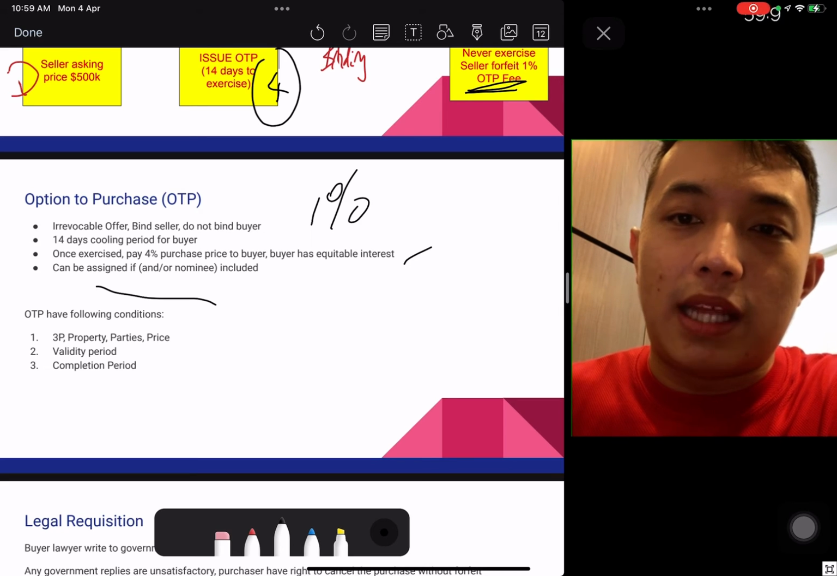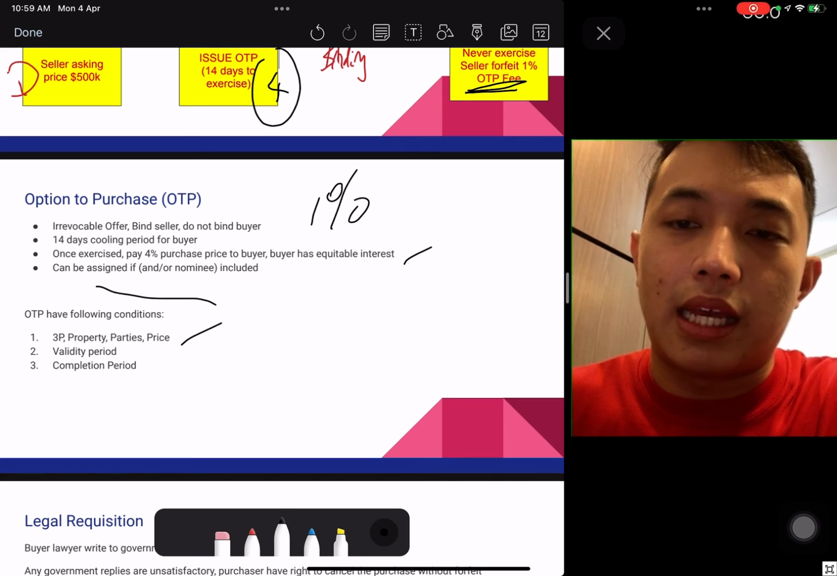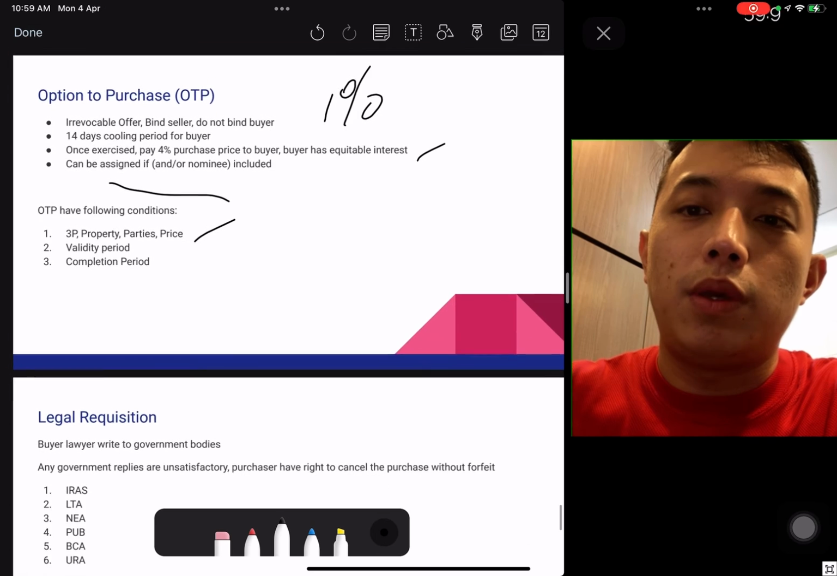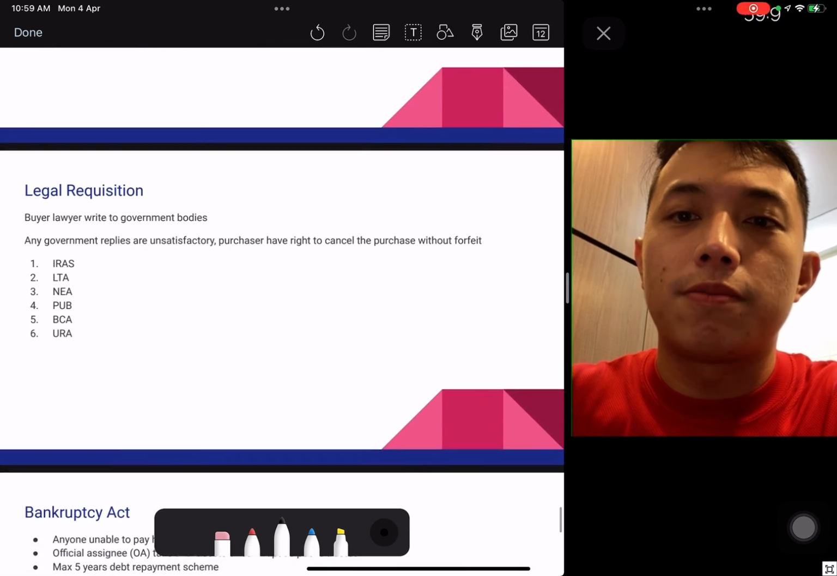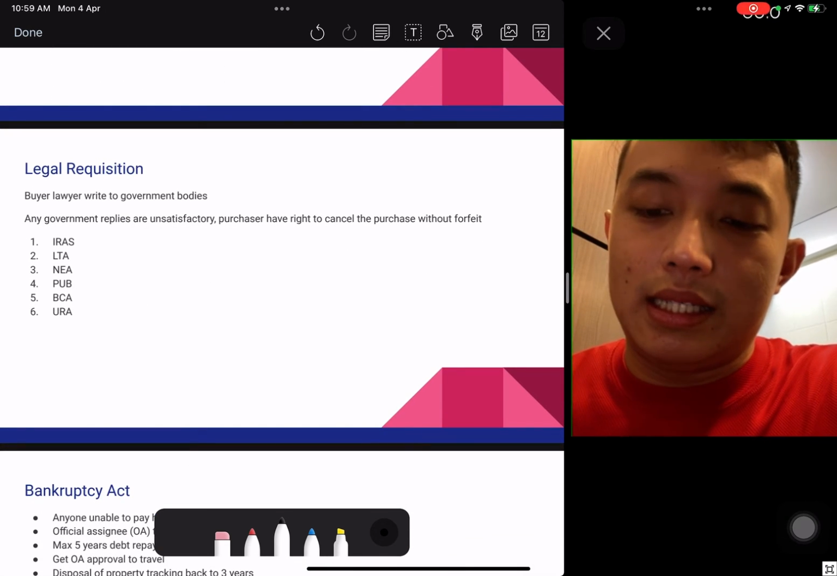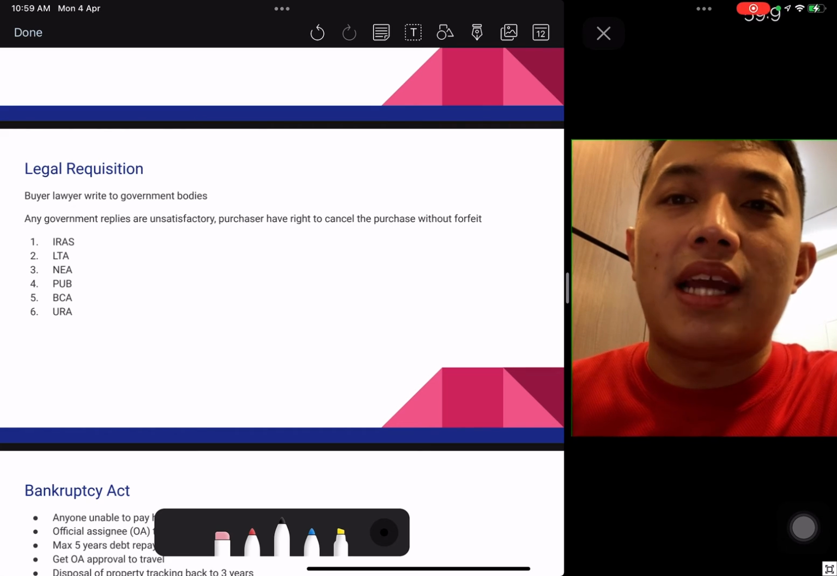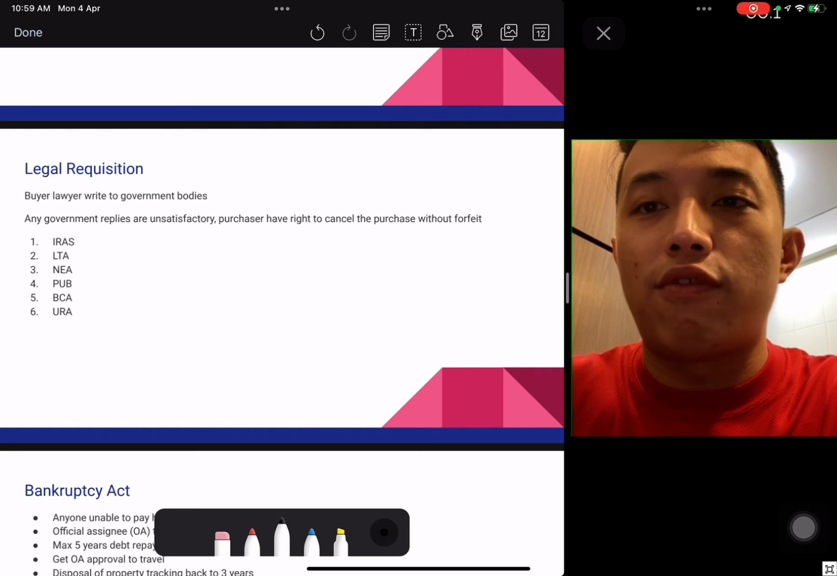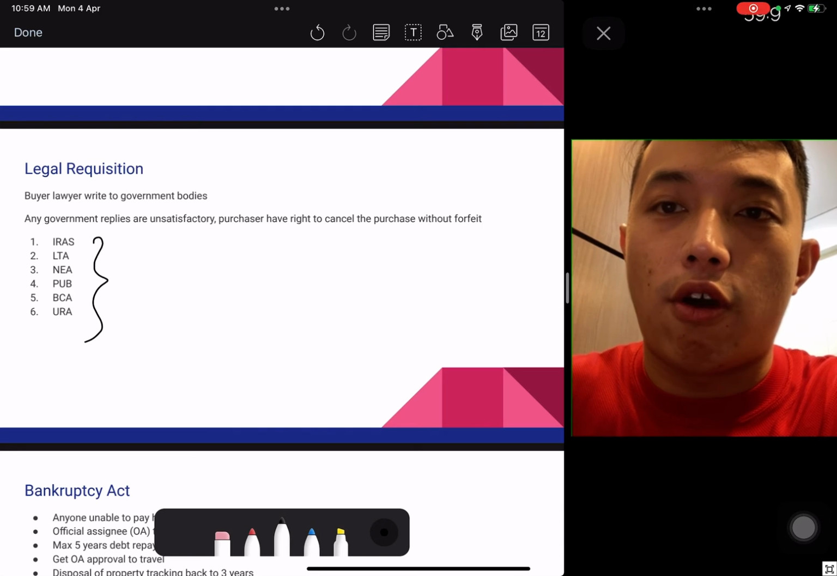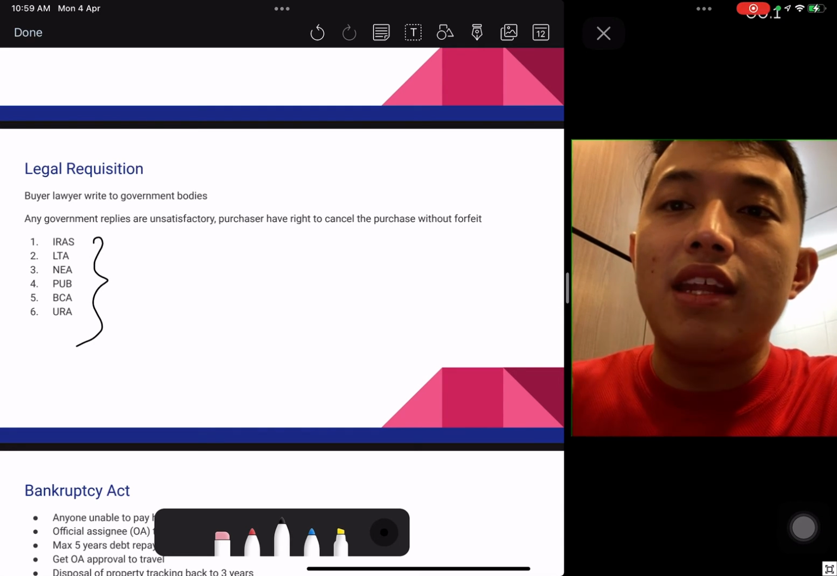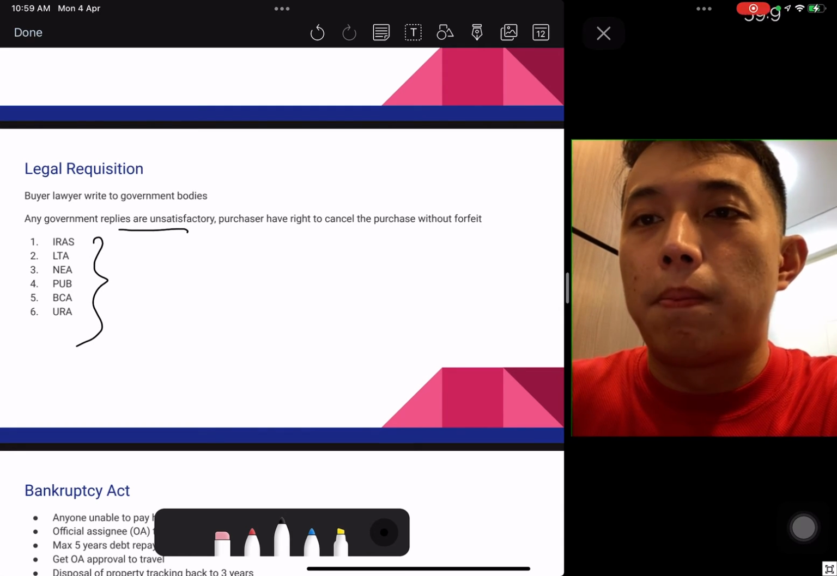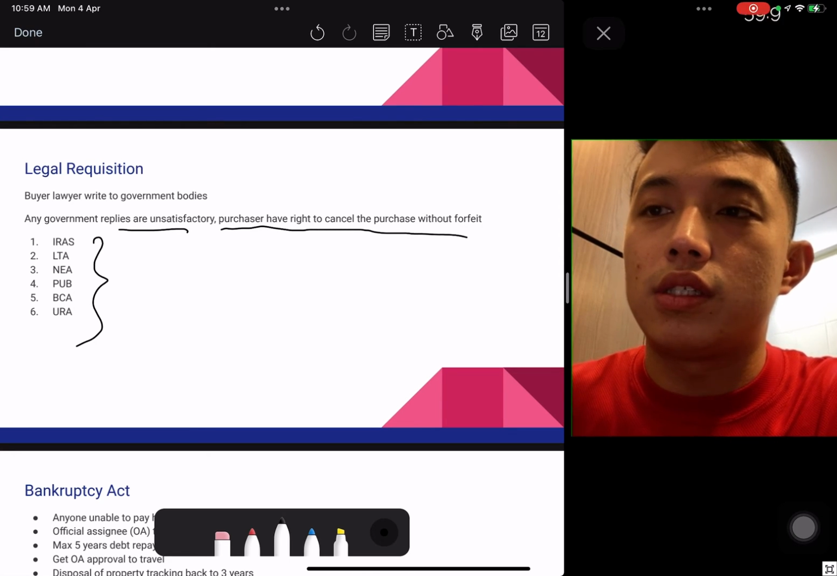Within the OTP, there must be 3 P's: property, price, and parties. Who are the parties, the validity period, and what is the completion period. Once the OTP is exercised, the buyer's lawyer can write to the 6 government bodies for replies. If any replies are unsatisfactory, buyers have the right to cancel the purchase without any forfeit.